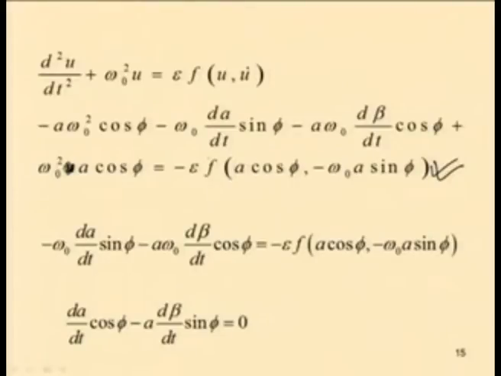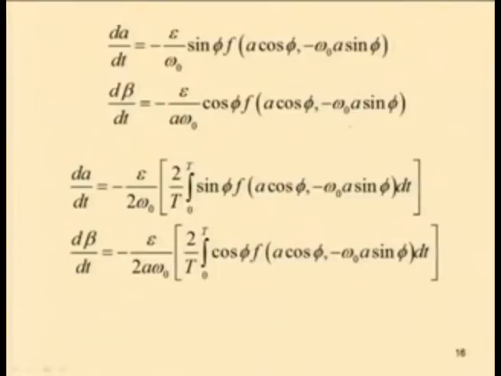Now, separating, from this equation, one can equate the order of epsilon, and from those equations one can find da by dt equal to minus epsilon by omega 0 sin phi f(a cos phi, minus omega 0 a sin phi). Similarly, d beta by dt equal to minus epsilon by (a omega 0) cos phi f(a cos phi, minus omega 0 a sin phi).